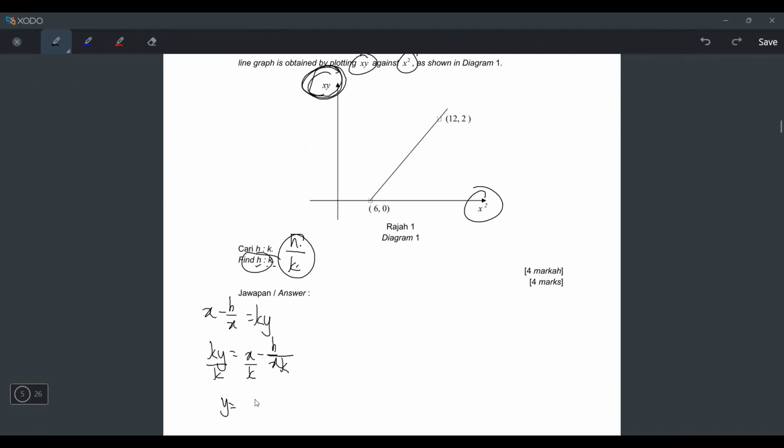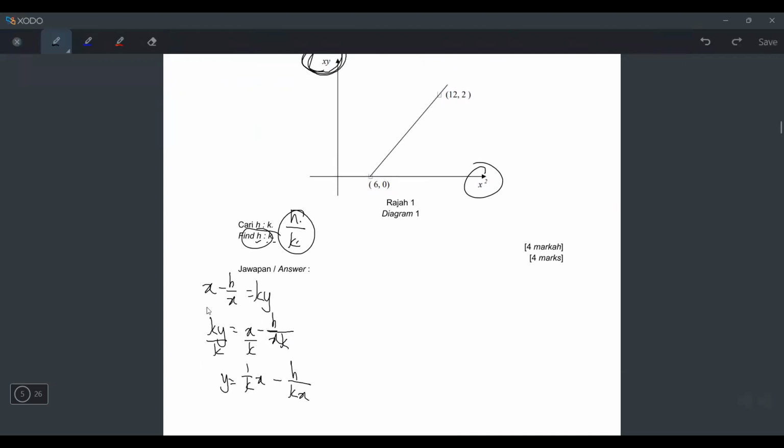And this one is x over k, right? So you can just write 1 over k x minus, what happens here? h over xk or kx. Okay, is this linear form? The answer is no. It's still no, because the equation is still not equal to the y-axis. The y-axis is xy now. So for my last step, I will take everything times x. The reason I'm doing this is so that my equation equals the y-axis.